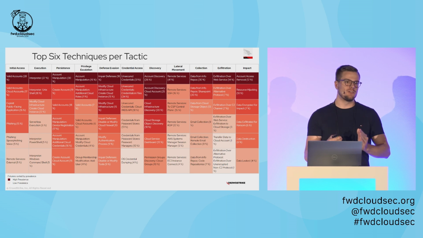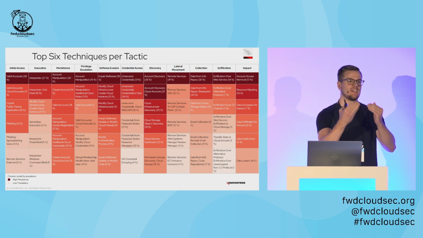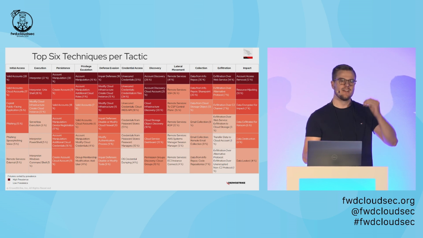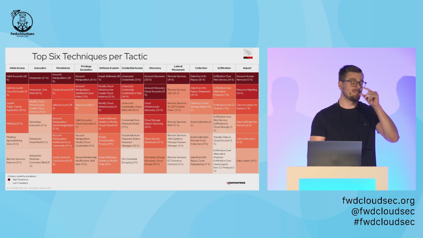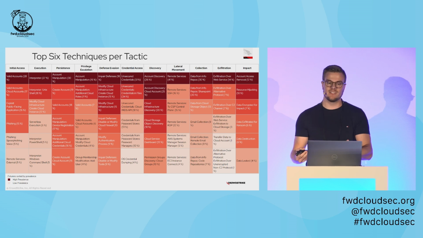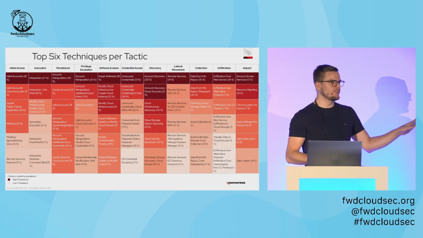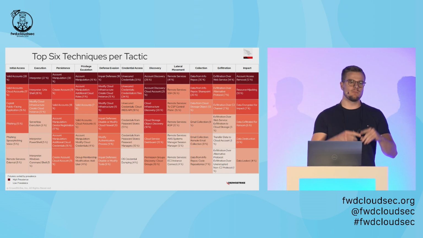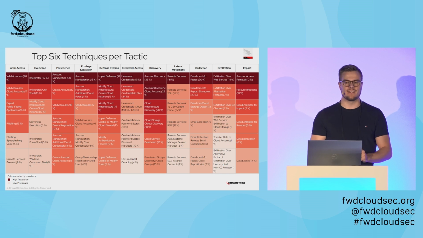The matrix shows the prevalence of a particular technique per MITRE tactic. The higher a technique is up in the column, the more prevalent it is. It also gets a darker shade of red the more prevalent it is. And don't worry, you will get the slides afterwards. You can see the percentage of cases that exhibit a particular technique in brackets.